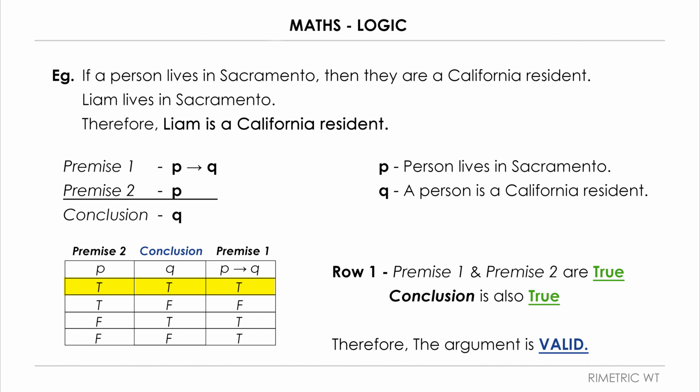We must remember we only need to check the row where all the premises are true simultaneously. For instance, the other rows in our example where one of the premises is false won't be considered at all in determining the validity of an argument.